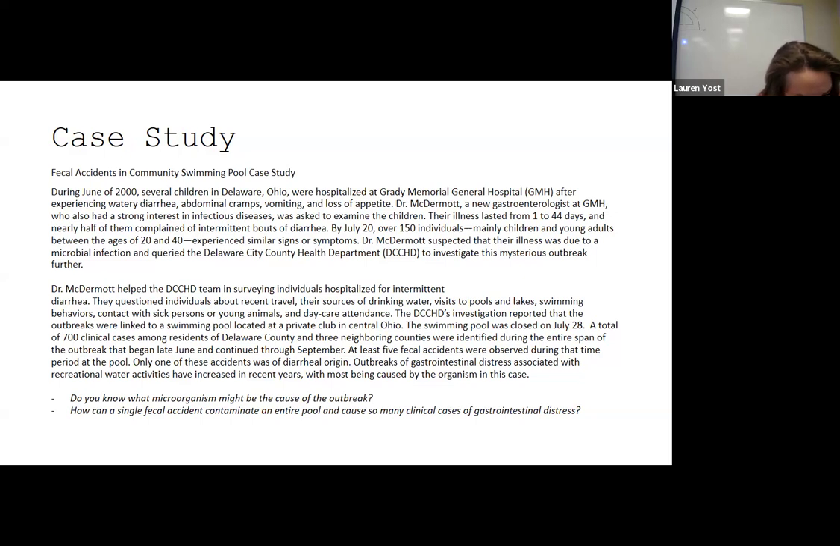Outbreaks of gastrointestinal distress associated with recreation water activities have increased in recent years, with most being caused by the organism in this case. So, do you know what microorganism might be the cause of the outbreak? Endospore. And how can a single fecal accident contaminate an entire pool and cause so many clinical cases of gastrointestinal distress? So, great, really great guess, actually.